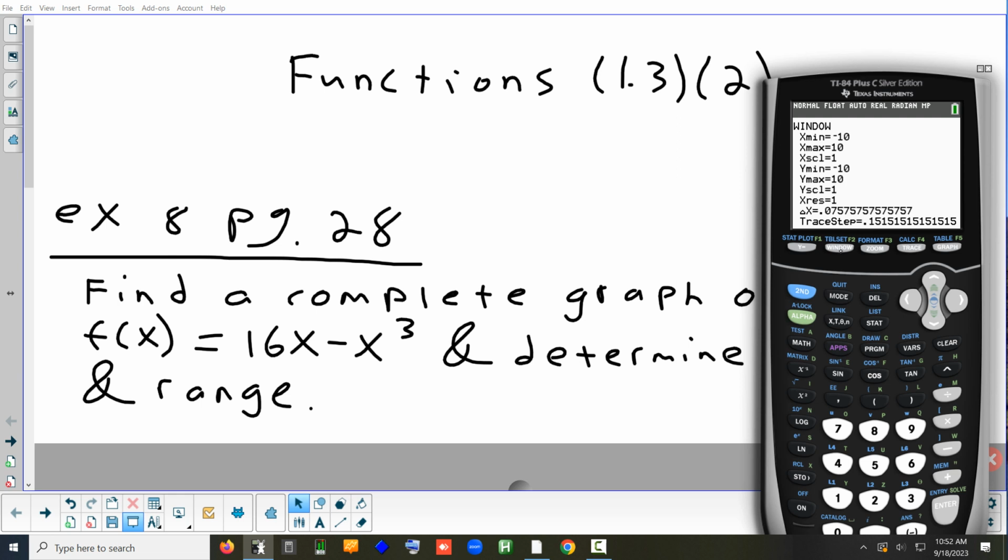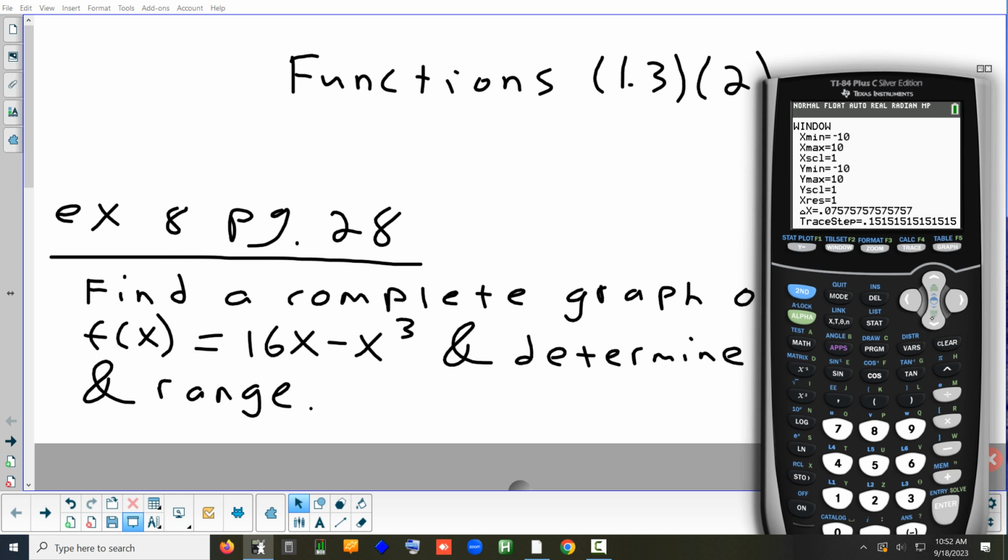The y max, yep. How do you do the cube? To do the cube, it's the button above the divided by sign, and then a 3. So it's that little up arrow. So what are the two things we have to adjust to see higher and lower? The window. Yeah, in the window, we're going to do the y min and max.